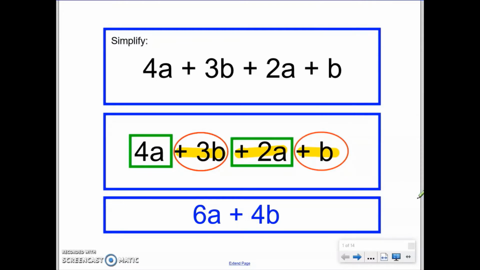I've collected the like terms together. I've collected the a's and I've collected the b's. At this stage, I do not make this 10ab or 10a or 10b, even though you can see a 6 and a 4 with an add sign in between. Because the letters are different, in algebra, we have to treat them totally separately, so we do not put them together. This is our final answer. We cannot mix and match different letters, so we keep it separate, and our final expression is 6a plus 4b.